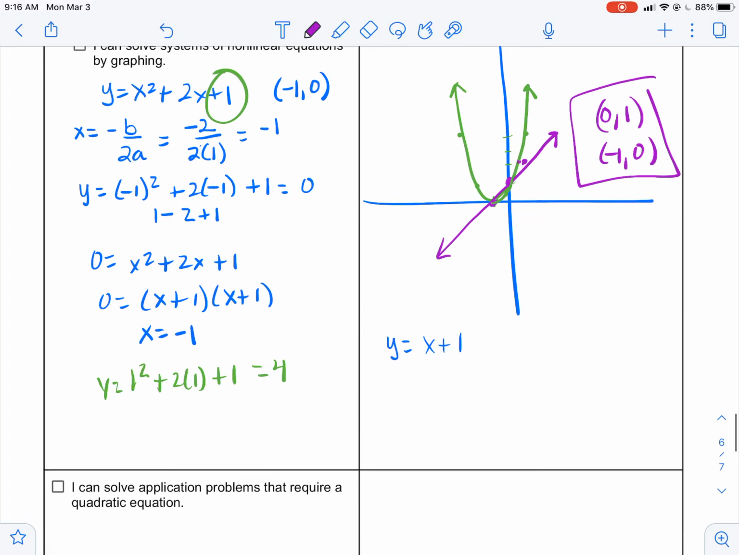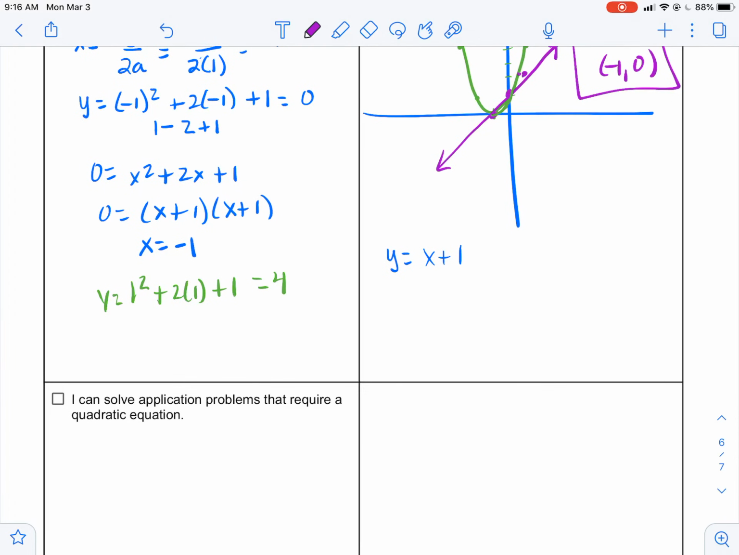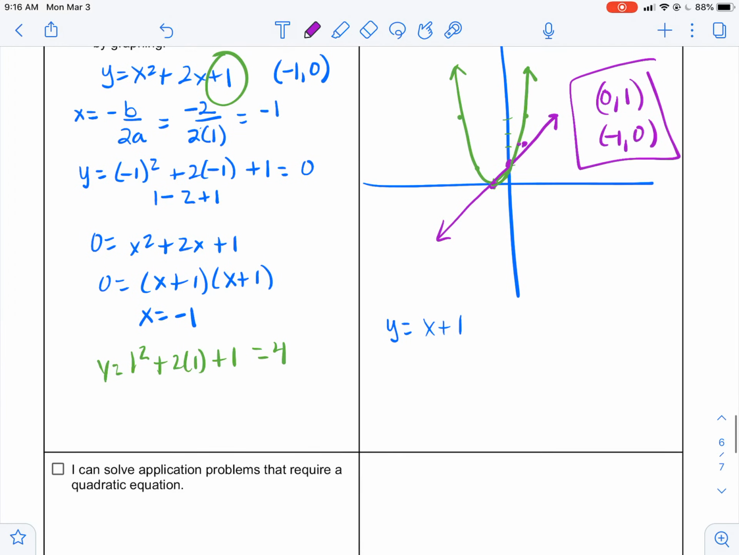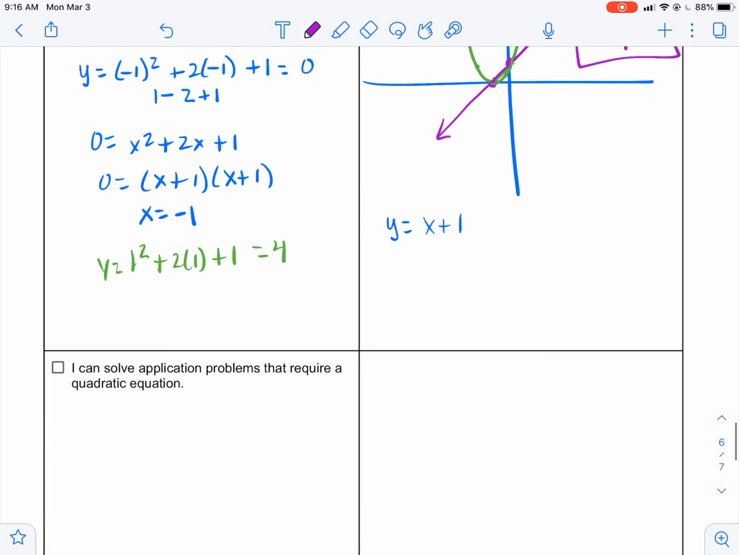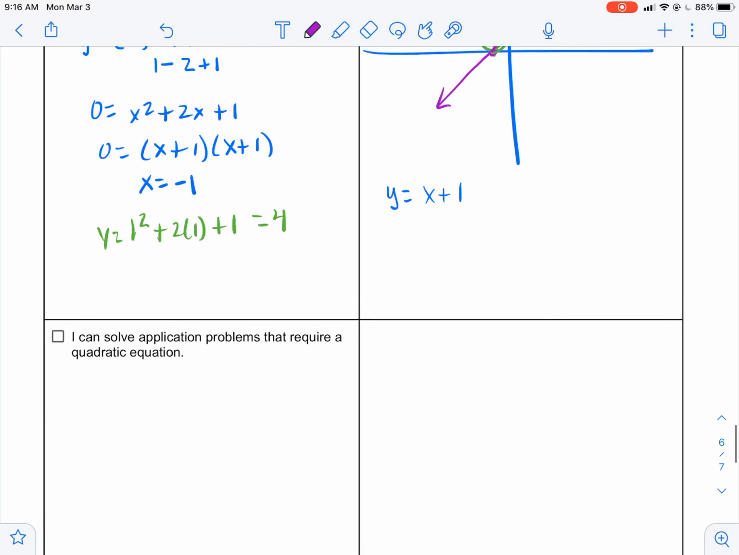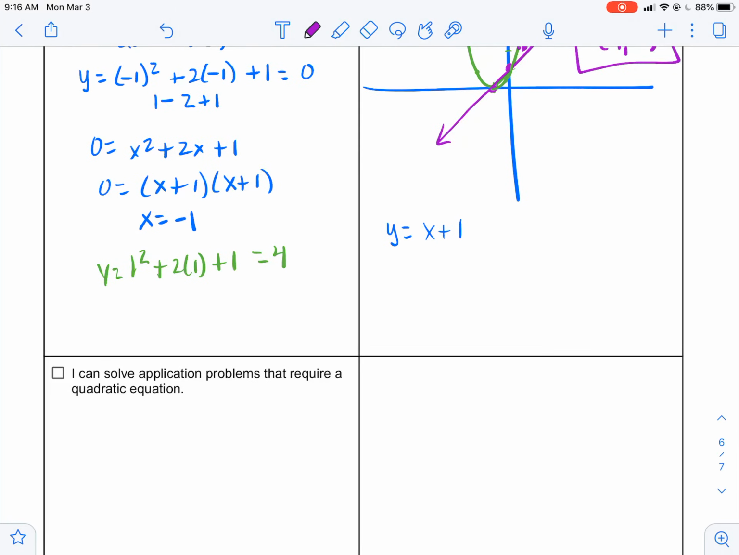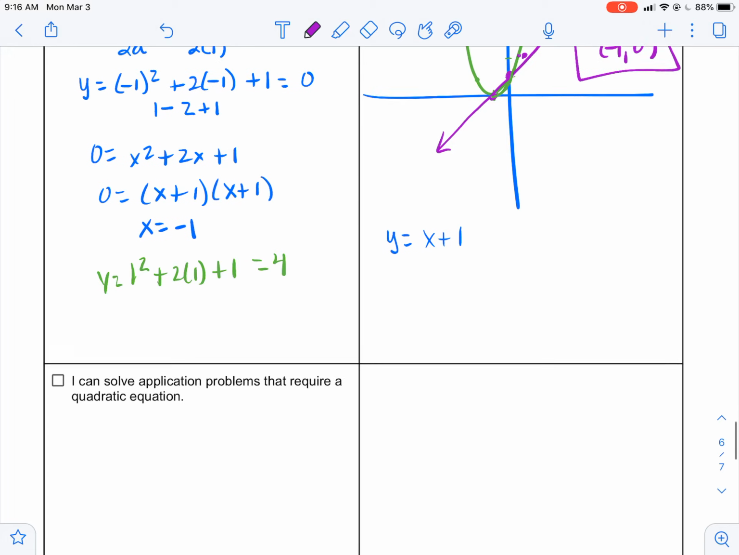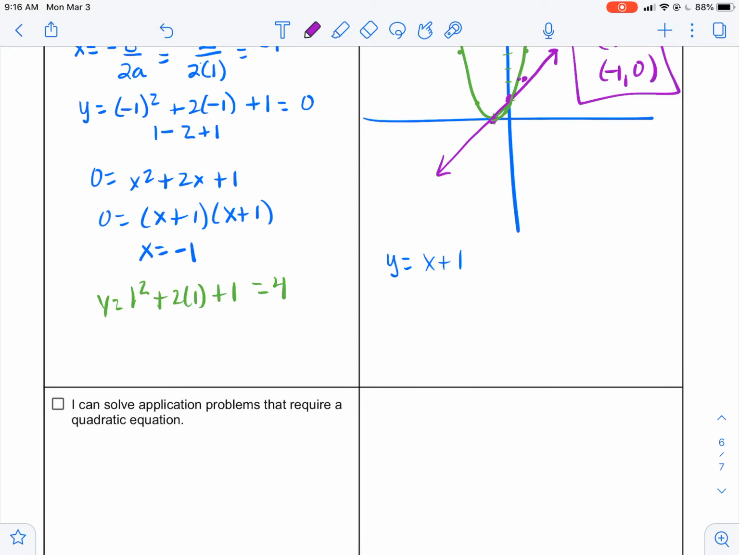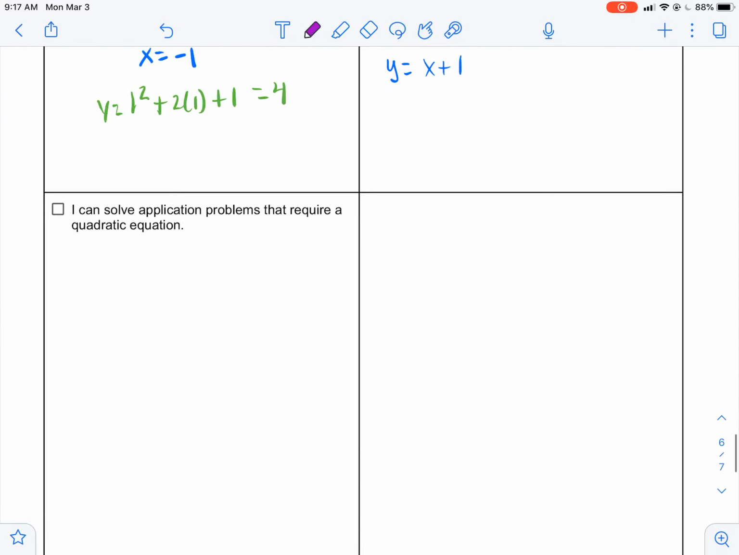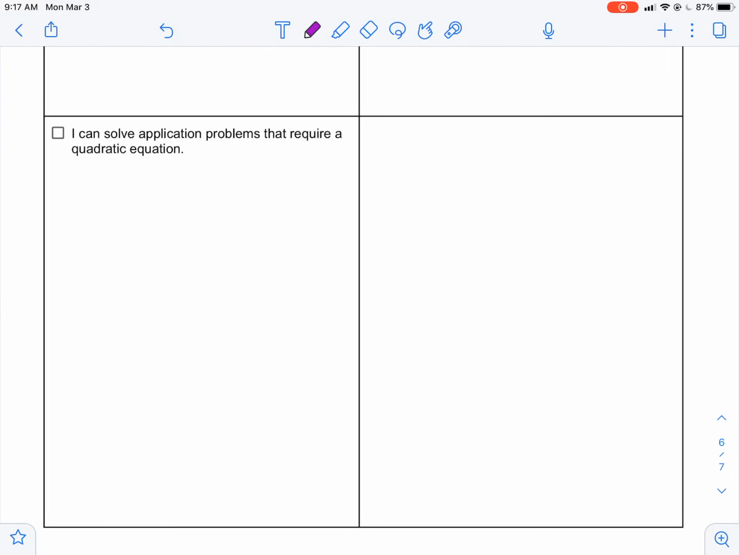Okay? Now, remember, you could have a parabola and a line, parabola and a parabola, or it's possible, which I may give you some in class, you could have an absolute value and a line, or an absolute value and a parabola. Okay? And then we're going to stop there with graphing, and then we'll talk about different types of applications.